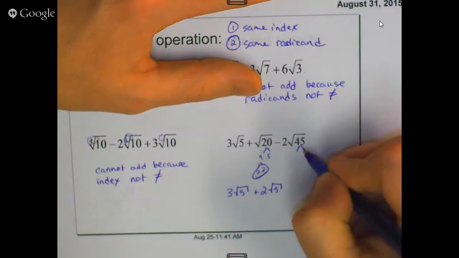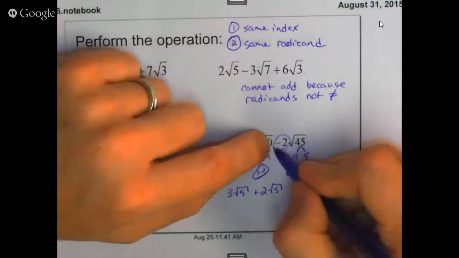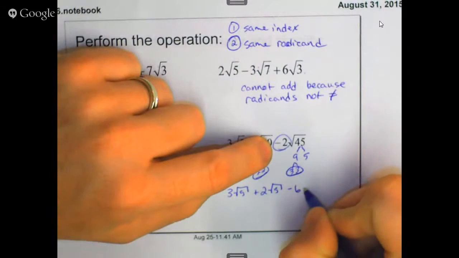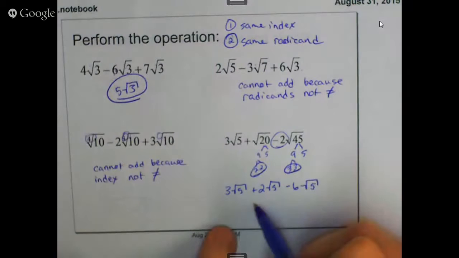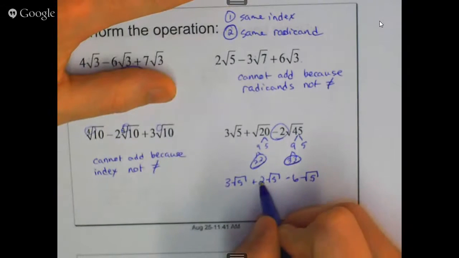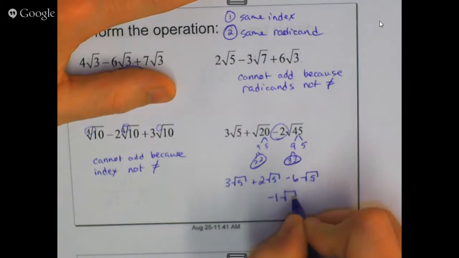Well, 45 breaks down 9 and 5, 3 and 3. So there's a group. So I already had a minus 2 out front. So I'll take minus 2 times 3, get negative 6 radical 5. Now if we look, they all have the same index and same radicand. So I can definitely add those together. So I have 3 plus 2 is 5, minus 6 is minus 1, radical 5.